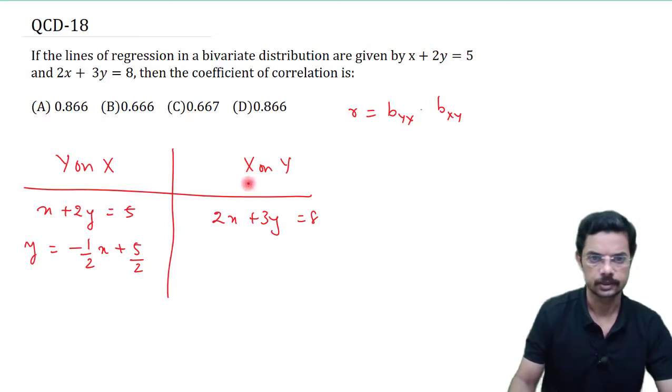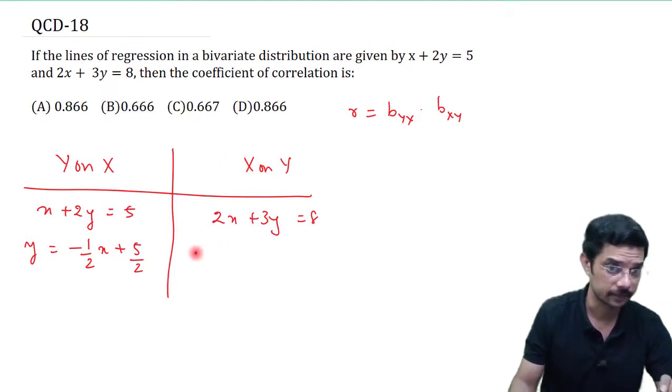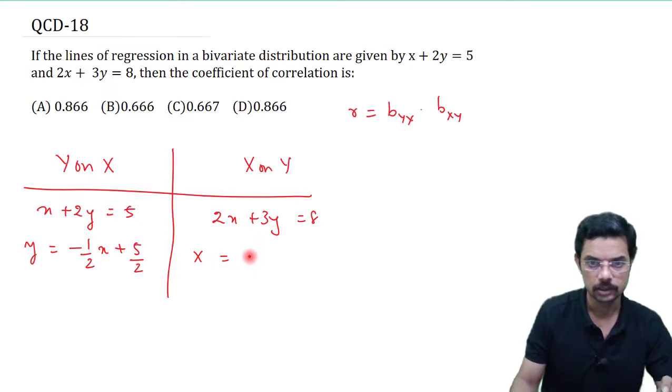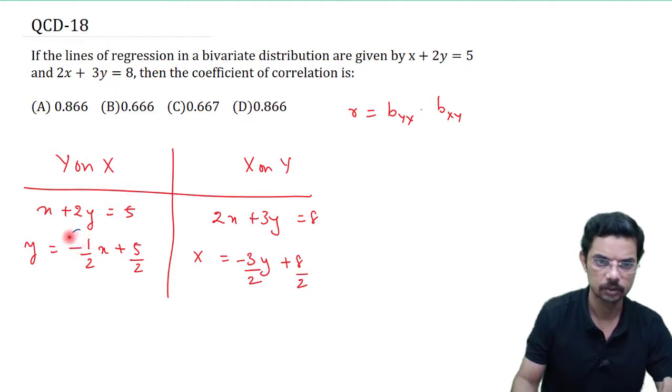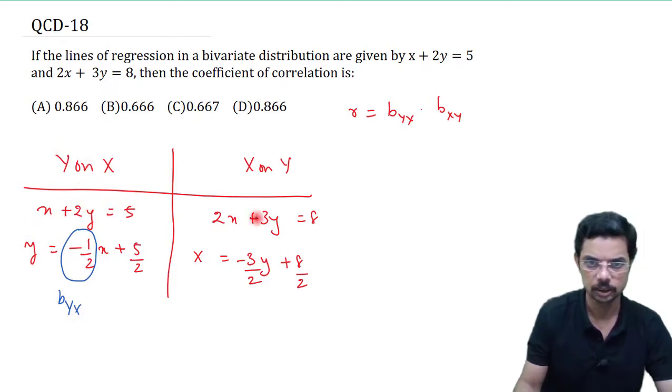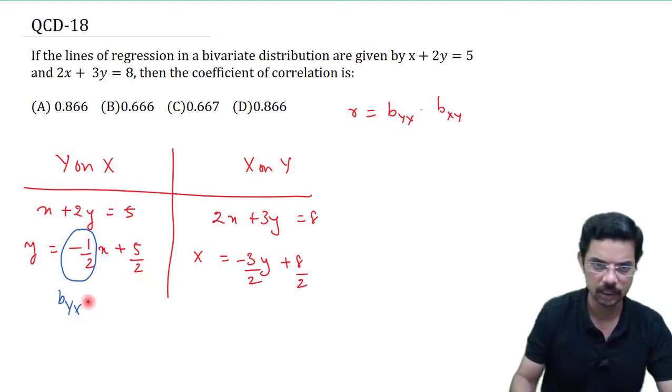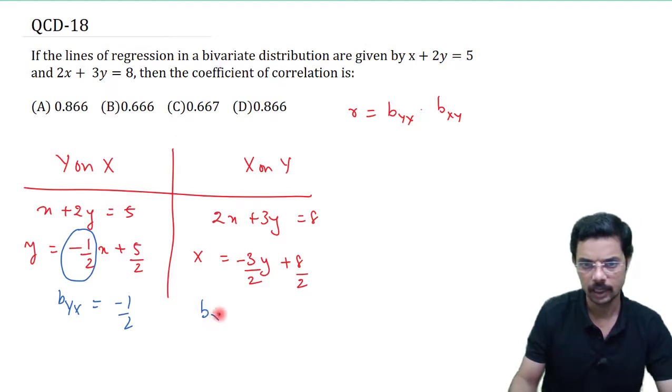Next, in the second equation we need to isolate x. x will be equal to minus 3y plus 8, divided by 2. This one is called byx. If our assumption is correct that this one is y on x and this one is x on y, then we will satisfy the condition. byx will be equal to minus 1 by 2, and this is bxy, which will be equal to minus 3 by 2.